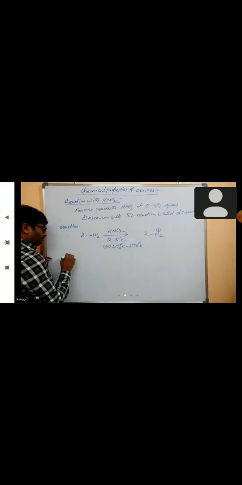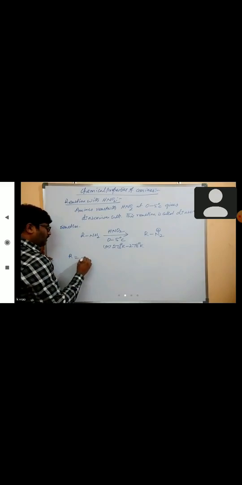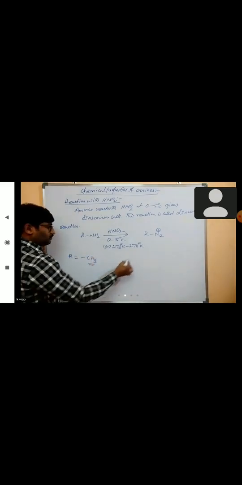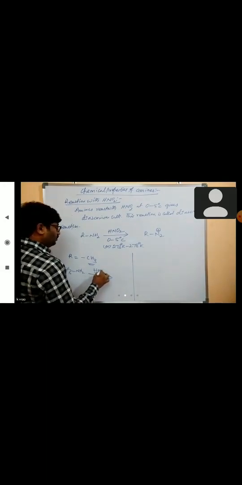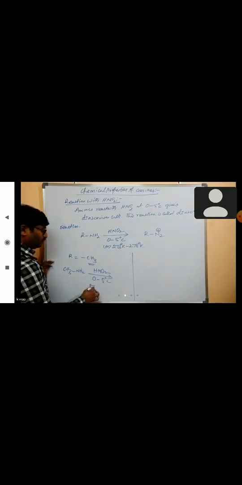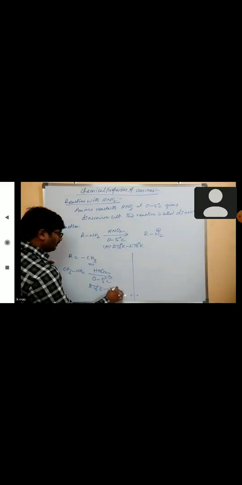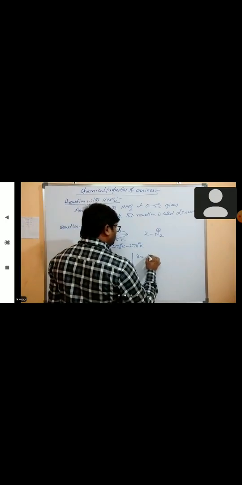If R is equal to a methyl group, then CH3NH2 in the presence of HNO2 at 0 to 5 degrees centigrade, 273 to 278 degrees Kelvin, gives CH3N2+.